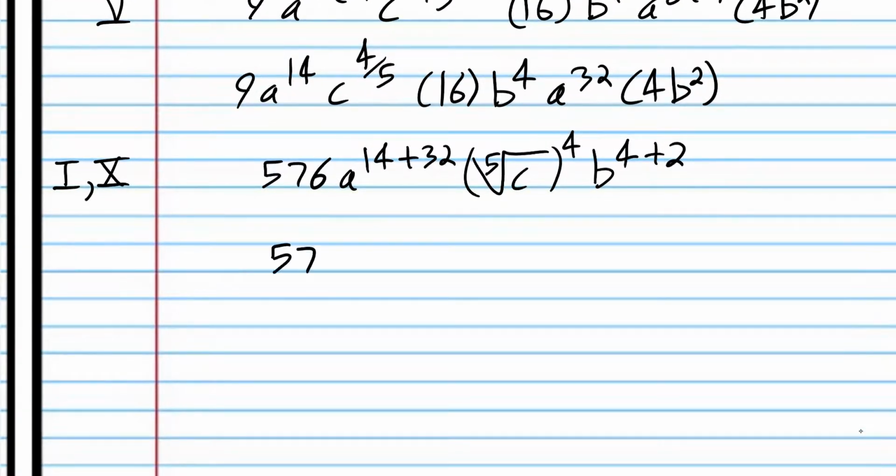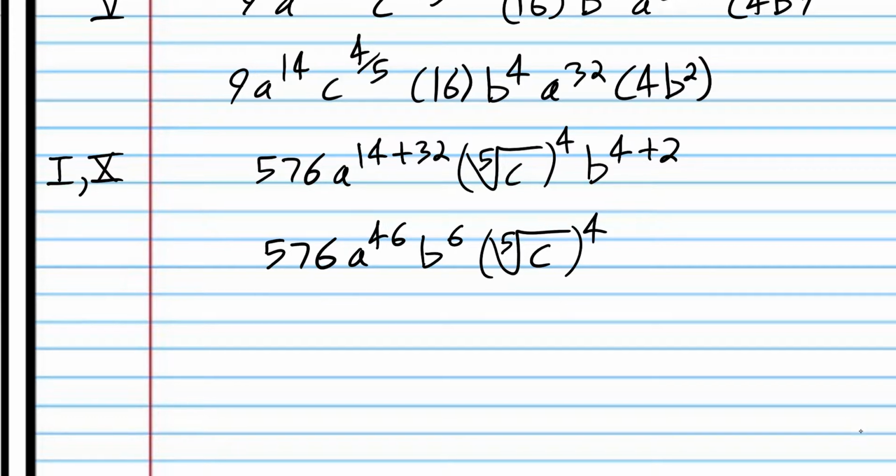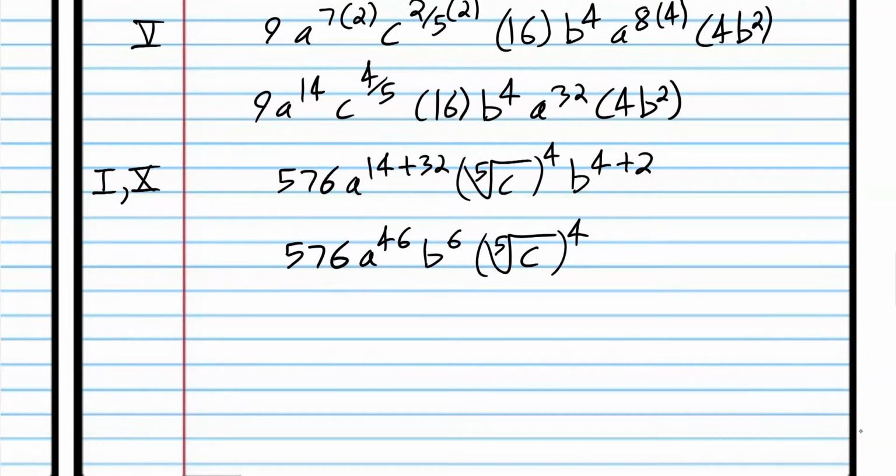Okay, so we have 576, a to the 46th power, and usually, like I said, the roots are written at the right, so I'm going to go ahead and write that to the right there. And we have the 5th root of c, all raised to the 4th. But be aware that you can also write the 4th power on the inside also. Both answers are correct. And that should be the final answer.